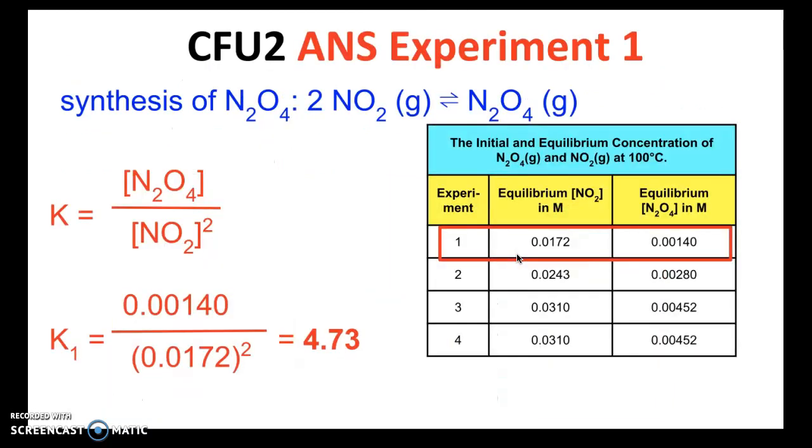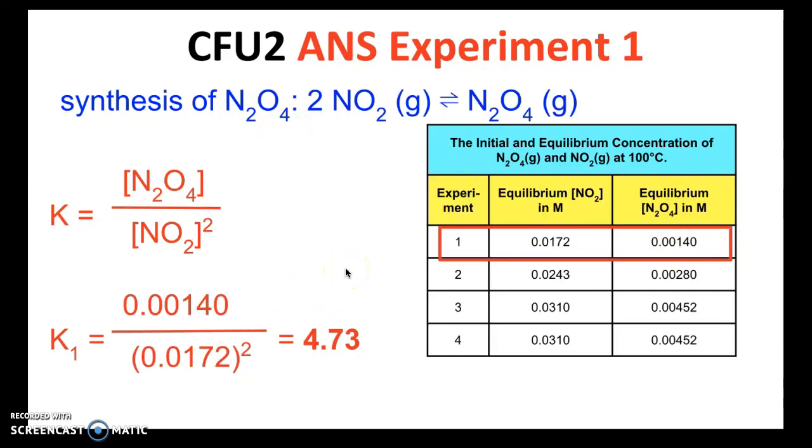Okay, so if you did experiment 1, this is what your work should look like. First off, notice that the equilibrium expression, again, is products over reactants. And here I have my products over my reactant. Then if you did it for experiment 1, you would plug in these numbers appropriately. This is NO2, so I'd plug that into the bottom. And this one is N2O4, so I'd plug that into the top. And this is the value that I get, 4.7.